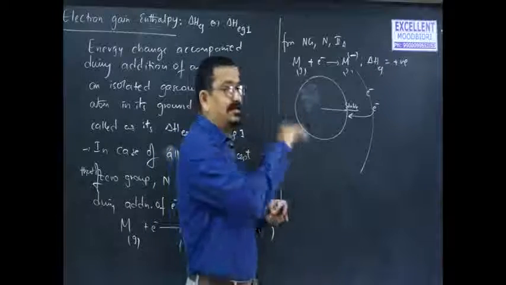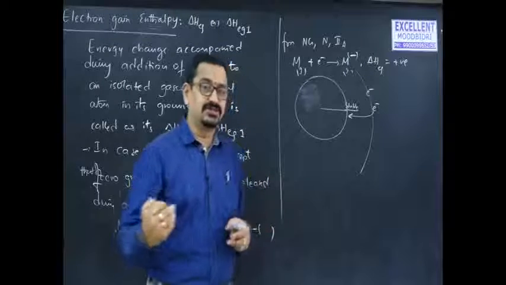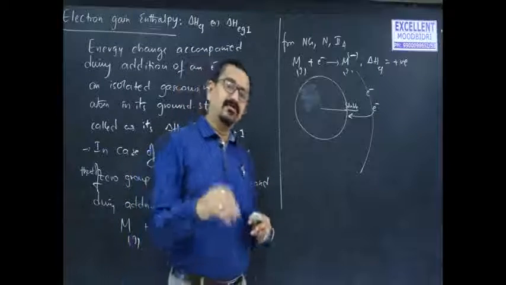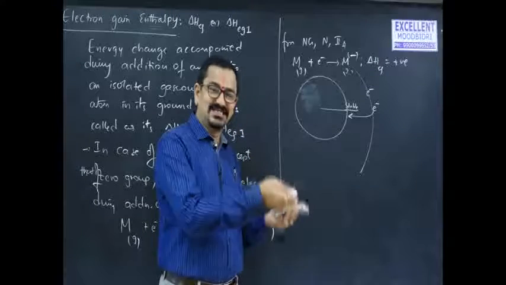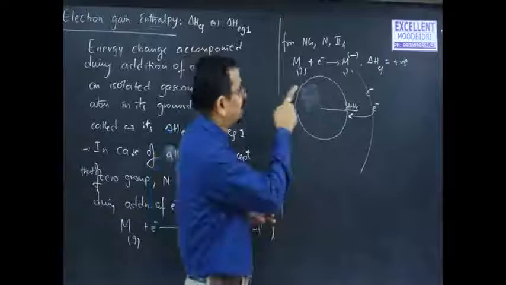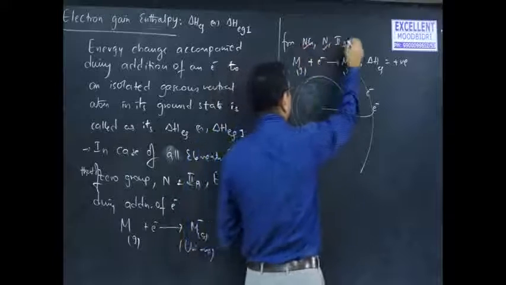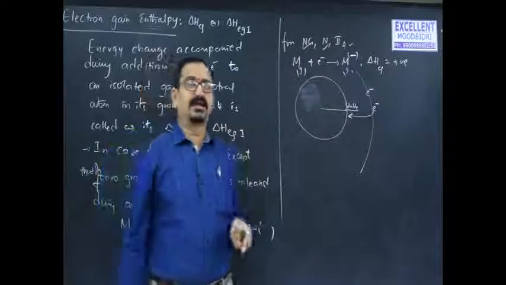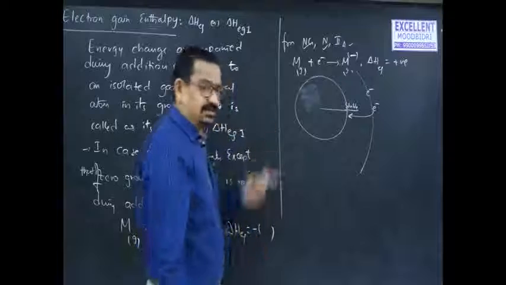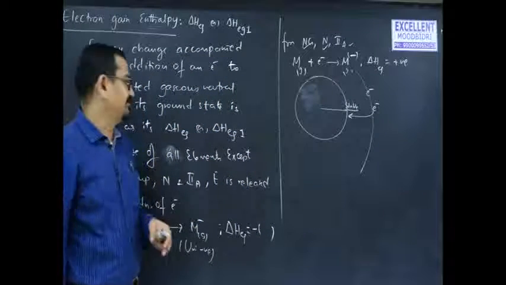Even alkaline earth metals have ns2 configuration: beryllium, magnesium, calcium, strontium, barium and radium. They have a completely paired ns2 configuration. If an electron is added, they lose that stability. That is why in case of noble gases, nitrogen and alkaline earth metals, the first electron gain enthalpy is observed as positive. In all the rest of the cases, first electron gain enthalpy is observed as negative.